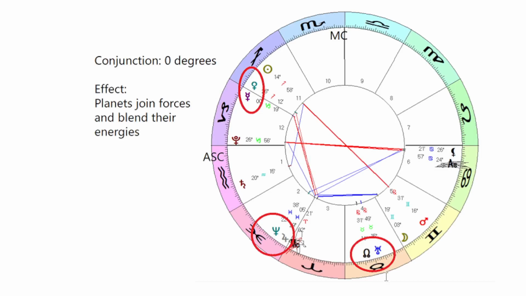Uranus, we've learned, is sudden, rebellious, out of the box, unique, something we've never seen before, and it is in conjunction with their North Node. We haven't gotten into the North Nodes, but that's essentially their karmic destiny, the journey of their soul. So how this person is going to end up is going to look rather unique.